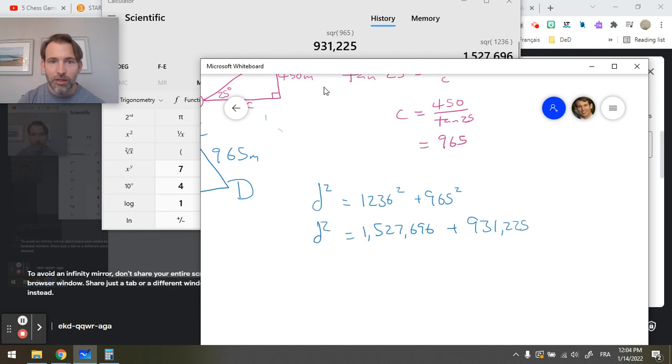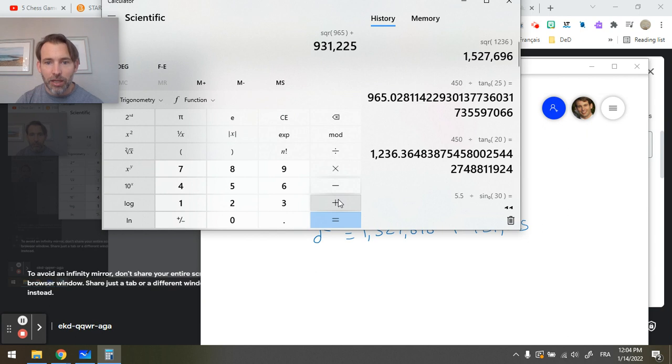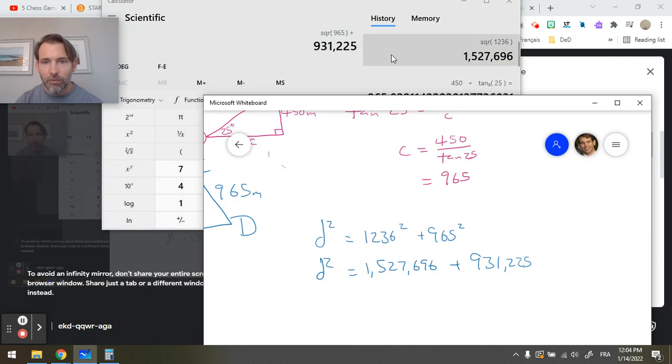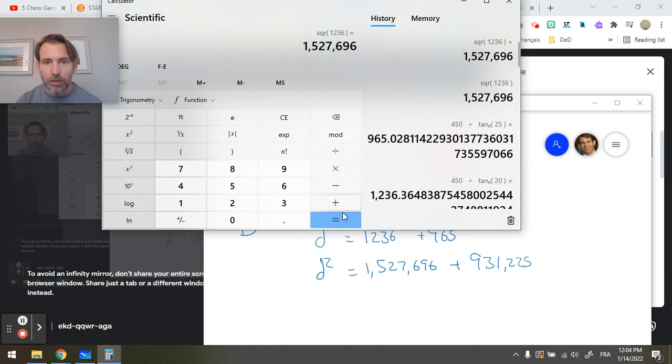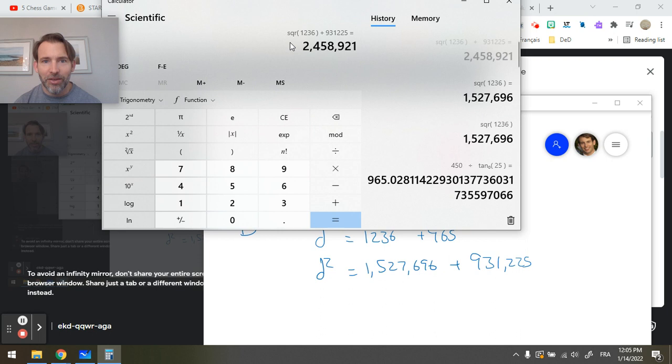So add these two things together. So this plus, equals? No, didn't work. Okay, clear. Just push this button. That gives me that number. And then I add 931,225. There, fix it. There's the sum of those two squares. I don't really care to write that down because it doesn't mean anything.